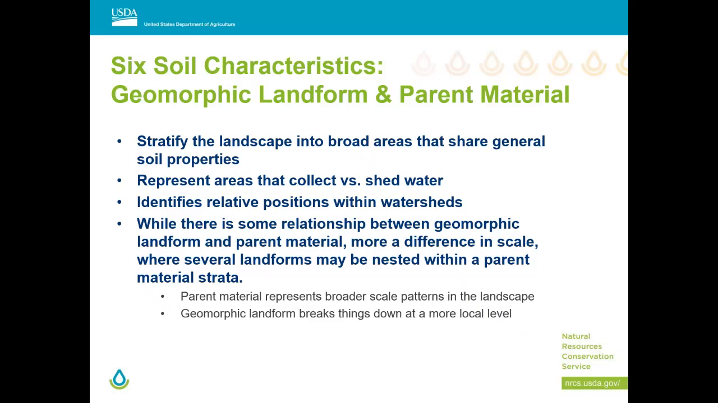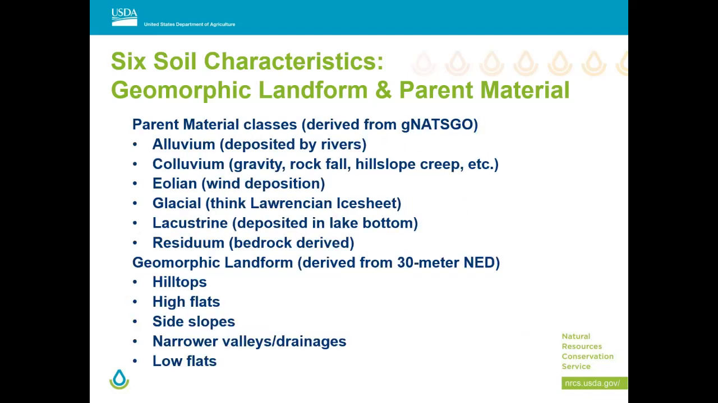Parent material generally represents broader scale patterns in the landscape, while geomorphic landforms break things down at a more local scale. Six parent material types derived from GNATSCO are found in the basin: alluvium, colluvium, aeolian, glacial, lacustrine, and residuum. Generalized geomorphic landforms were derived from a 30-meter NED data set and generalized as hilltops, high flats, side slopes, narrow valleys and drainages, and low flats or plains.